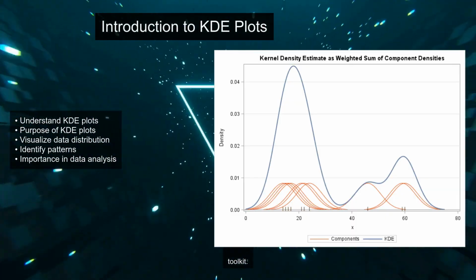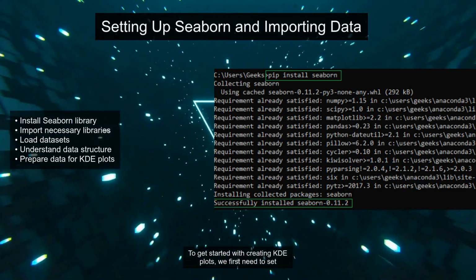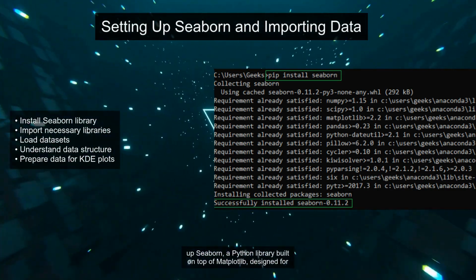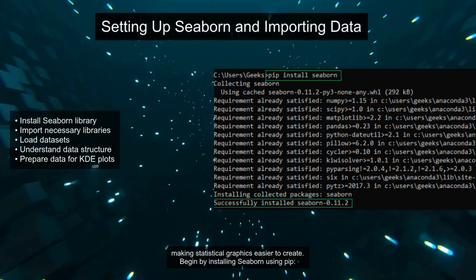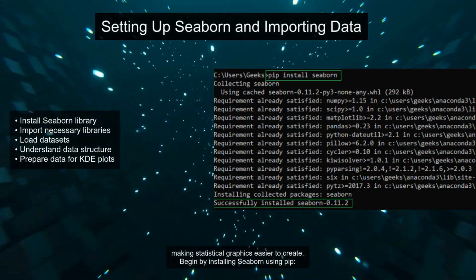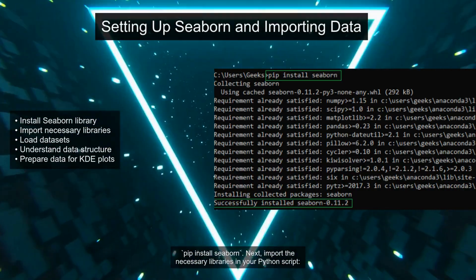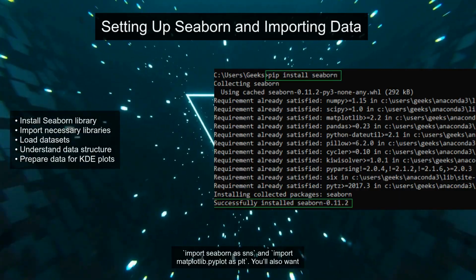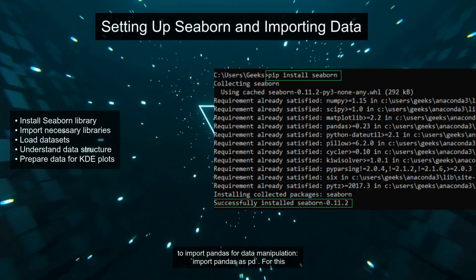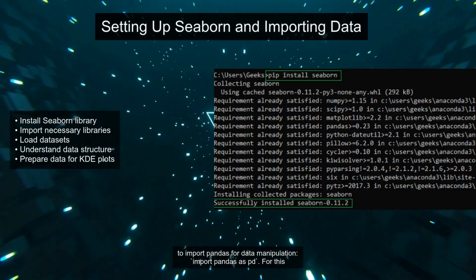your data analysis toolkit. To get started with creating KDE plots, we first need to set up Seaborn, a Python library built on top of matplotlib, designed for making statistical graphics easier to create. Begin by installing Seaborn using pip install seaborn. Next, import the necessary libraries in your Python script: import seaborn as sns and import matplotlib.pyplot as plt. You'll also want to import pandas for data manipulation.